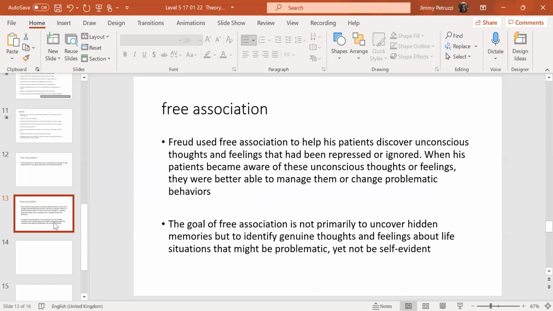problematic behaviors. The goal of free association is not primarily to uncover hidden memories, but to identify genuine thoughts and feelings about life situations that might be problematic, yet not be self-evident.